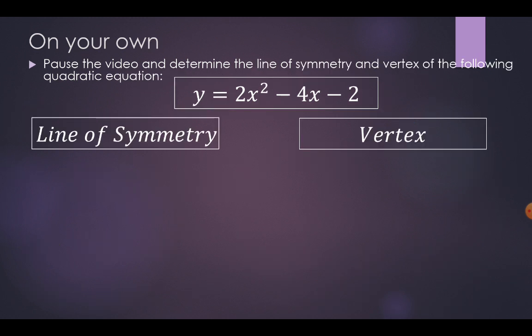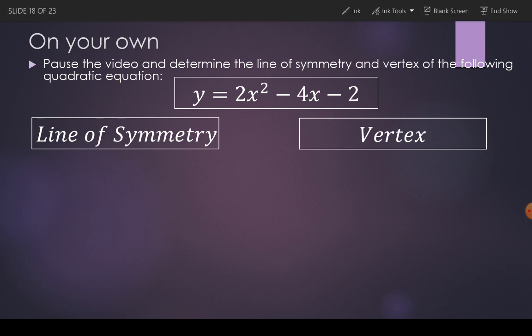Now, let's find the line of symmetry and vertex. This is a you-try problem, so go ahead and pause the video and try it on your own. Here's the formula for line of symmetry in case you forgot to write it down.